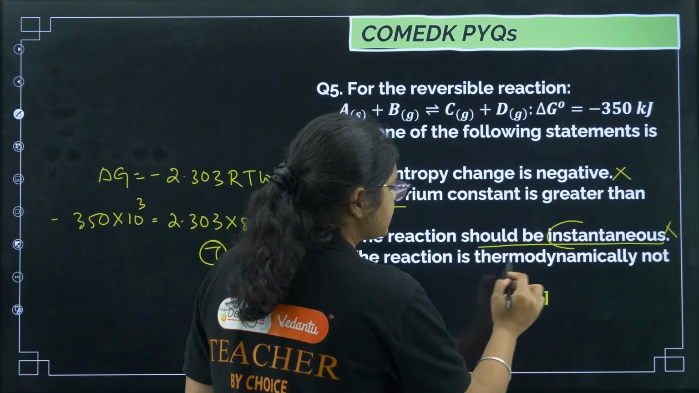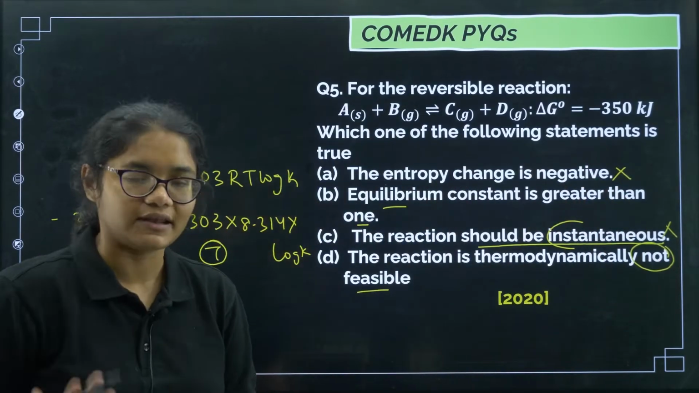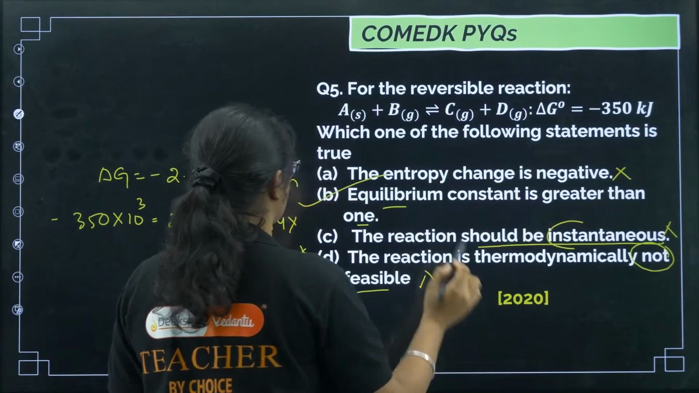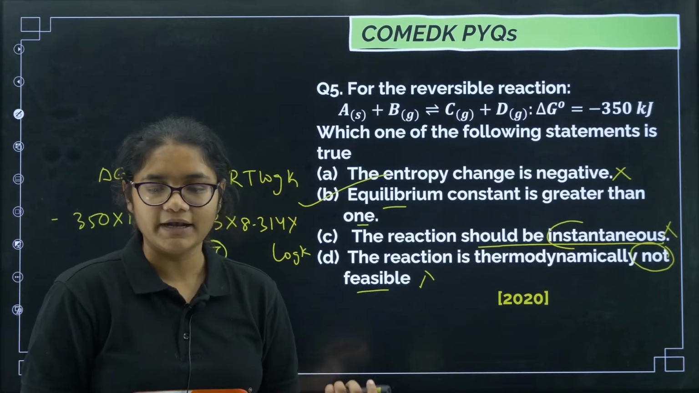The reaction is thermodynamically not feasible. No, if delta G is negative, then the reaction is feasible. So this is also incorrect. So we need only one option, that is option number B will be the correct answer by default, right?